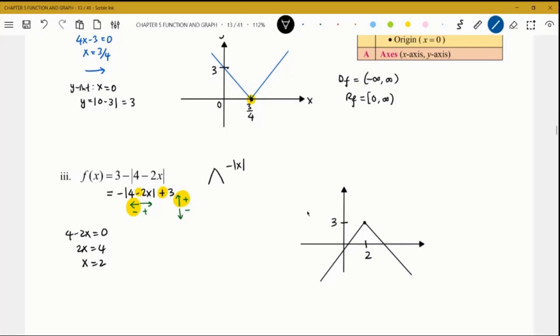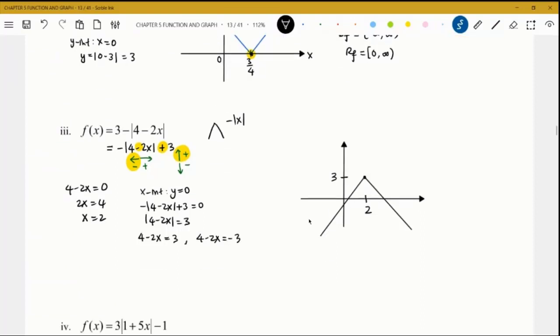Okay. Alright, so we need to find the x-intercept since we have two x-intercepts. So x-intercept adalah when y equal to 0, it's going to be negative modulus 4 minus 2x plus 3 equal to 0. So modulus 4 minus 2x equal to positive 3. So ingat modulus ini adalah balik kepada chapter 2, solving equation involved with absolute values. So we have 4 minus 2x equal to positive 3, 4 minus 2x equal to negative 3.